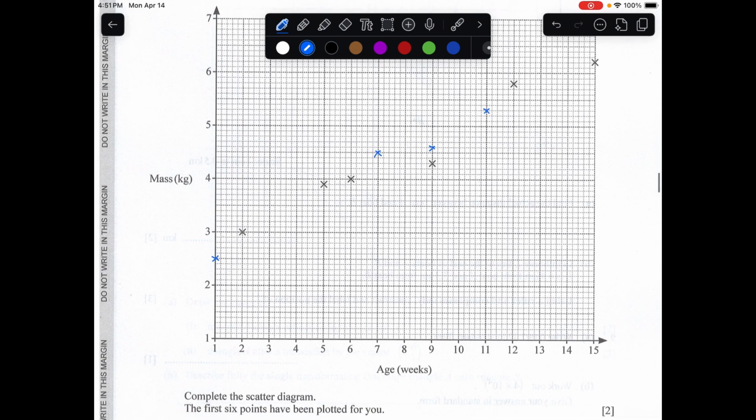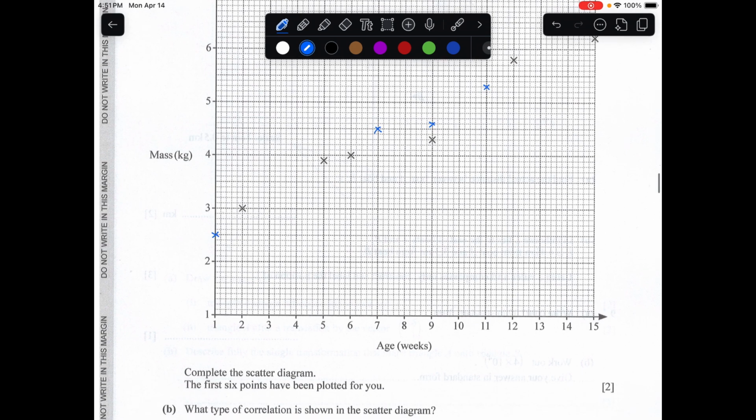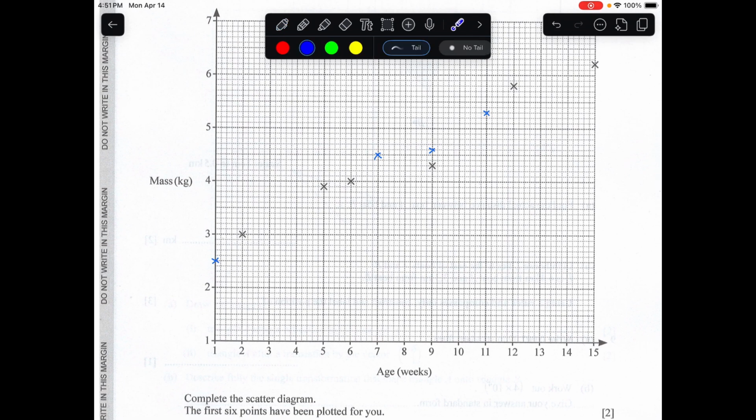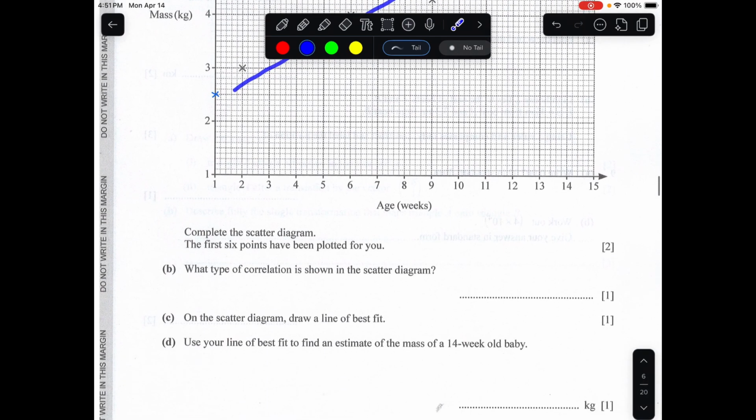So if you look at the graph, what type of correlation is it showing you? How do we identify that? So if it's going upward or it has got a forward trend, we would say that it has a positive correlation over here. So part B, the answer for part B would be positive correlation.